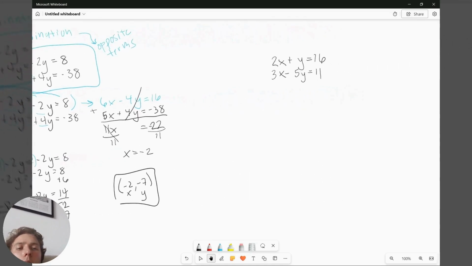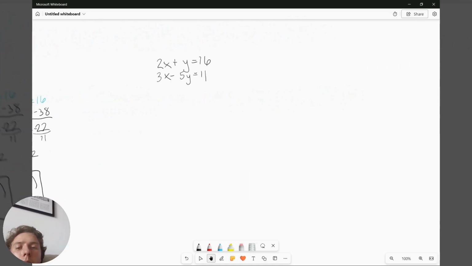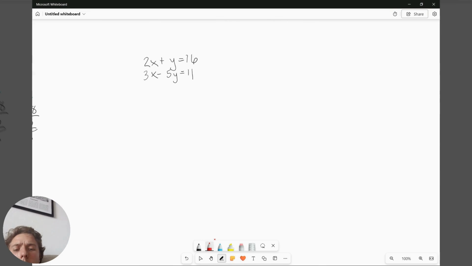Let's look at one other example over here. When I look at this one, I don't have opposite terms. I don't have a variable by itself. So I could use either method here. What I do notice is this y variable in the middle here. This y variable, I could isolate it, right? I could move the 2x to the other side.